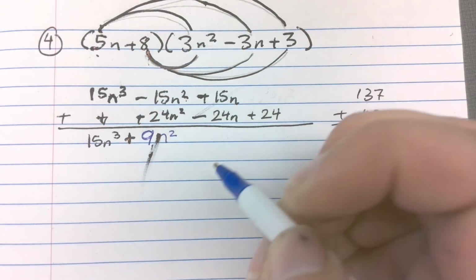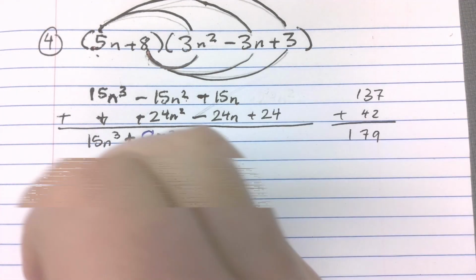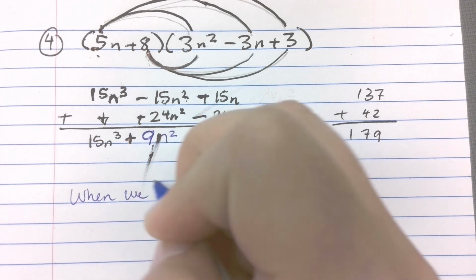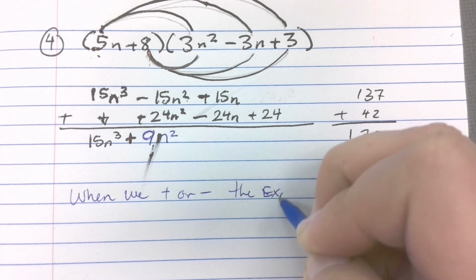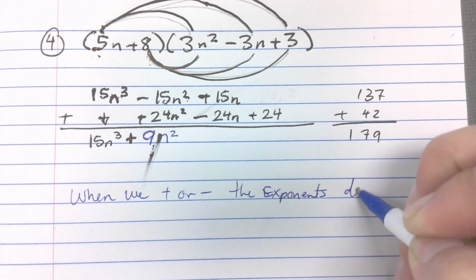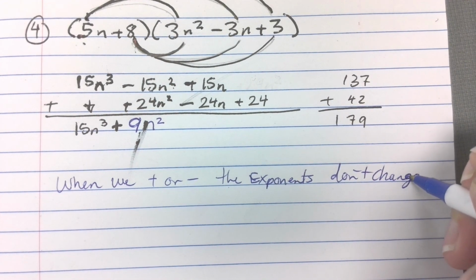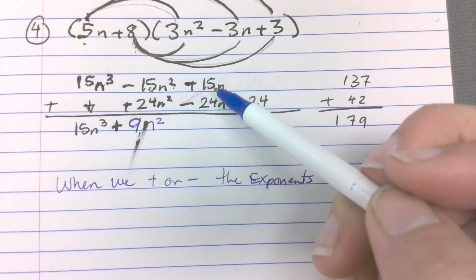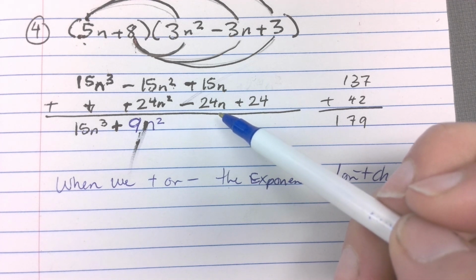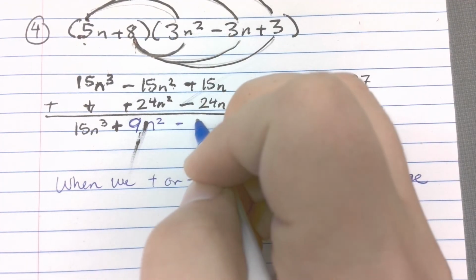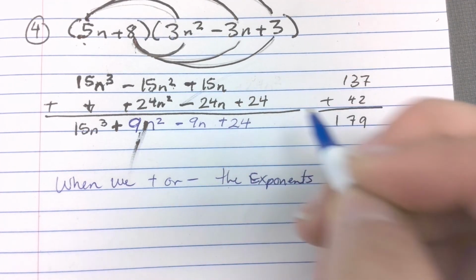9n squared. When you're adding and subtracting, the powers don't change, okay? So that's something we should probably write down. Exponents don't change. 15 steps forward, 24 steps backwards. The negative number. Put it together and you guys are on the right place. Negative 9. Good job, you got it.